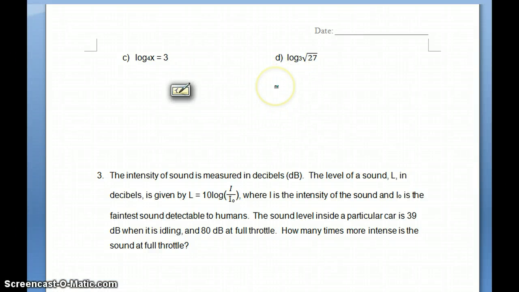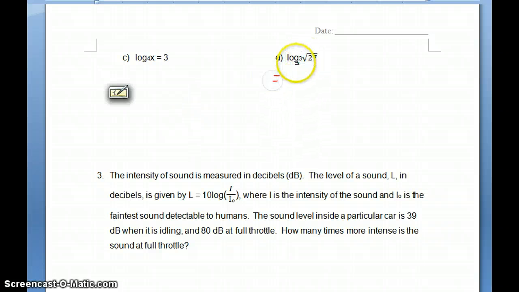Alright, so moving on here to letter D, here we have the log base 3 of the square root of 27. So here we're given logarithmic form. Now we change it into exponential form. So when we're doing that, our 3 here is our base, the square root of 27 is our number, and we'll let y be the exponent. So we have 3 to the power of y is equal to the square root of 27.